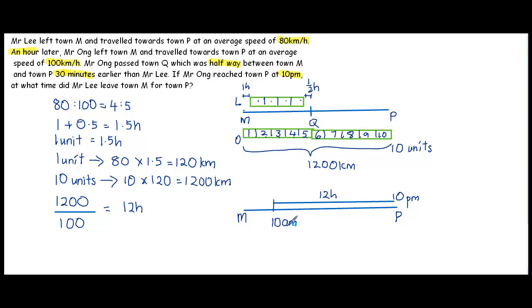And we know that Mr. Ong left town M 1 hour after Mr. Lee. So again, we can compute the time that Mr. Lee left town M. So if this is 1 hour, this would be 10 minus 1, 9 a.m.